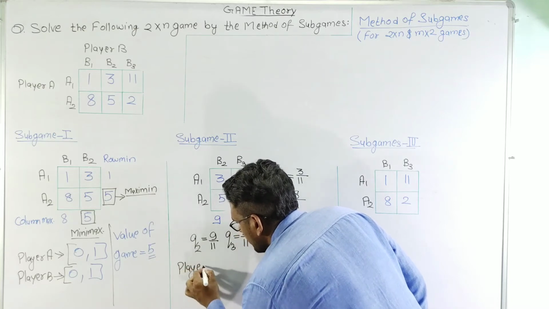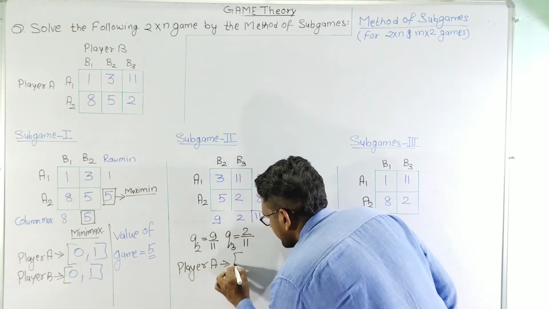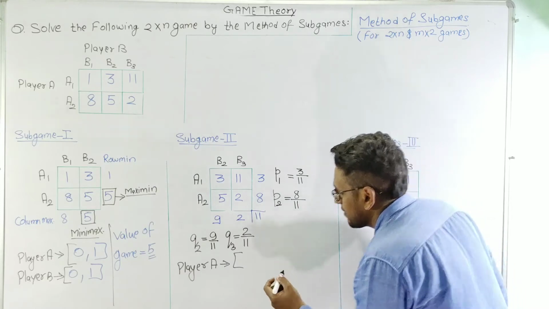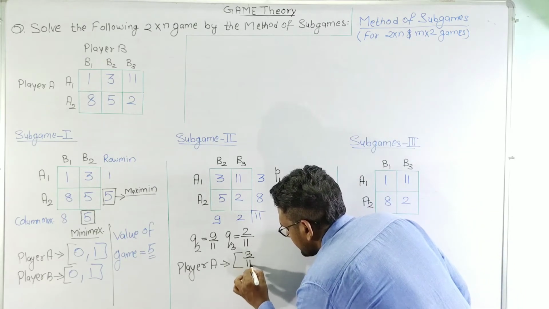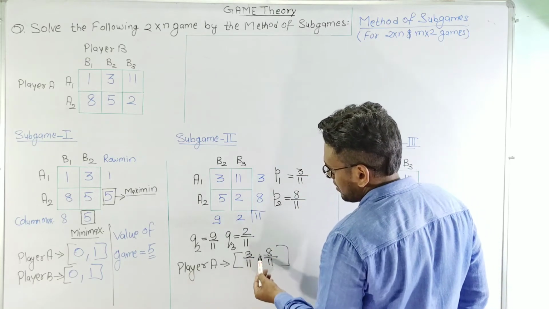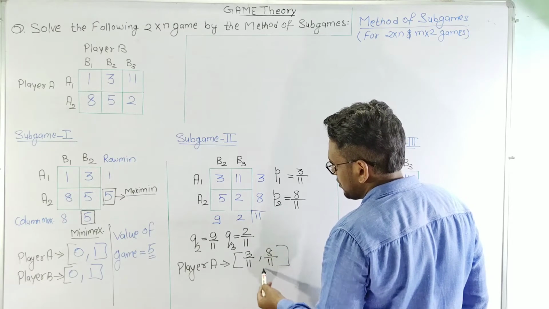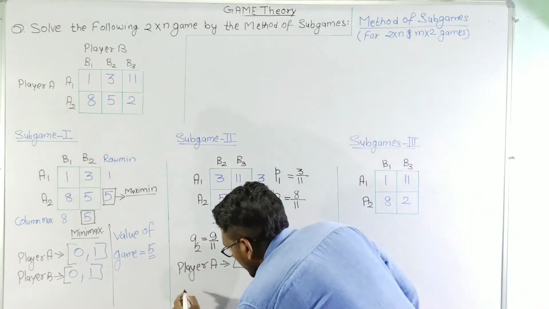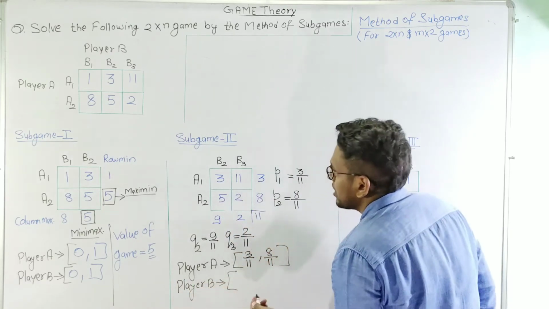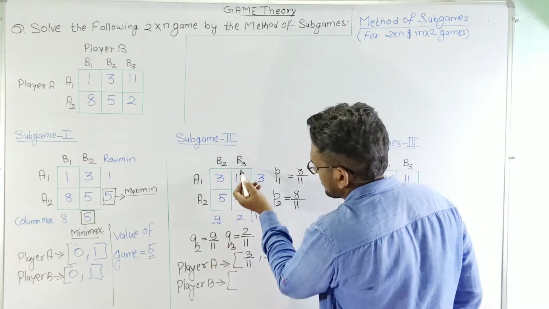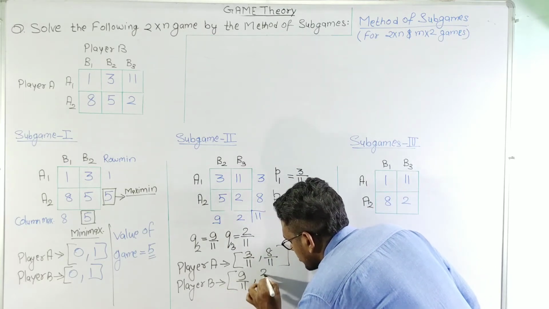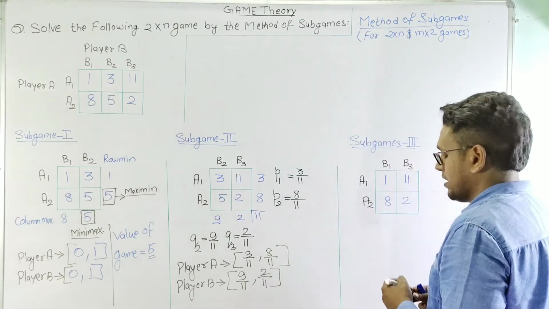And from here we can see the probability of player A playing strategies A1 and A2 can be given as, this is 3 by 11 times, this is 8 by 11 times. So player A will play strategy A1 3 by 11 times, strategy A2 8 by 11 times. Similarly, player B will play strategy B2 9 by 11 times, strategy B3 2 by 11 times. So this is 9 by 11, this is 2 by 11.